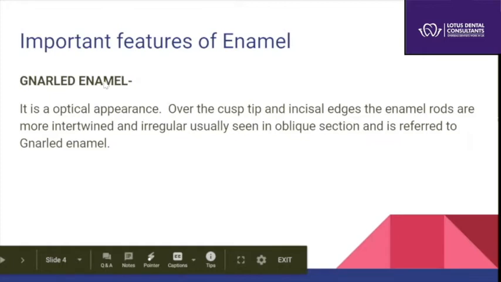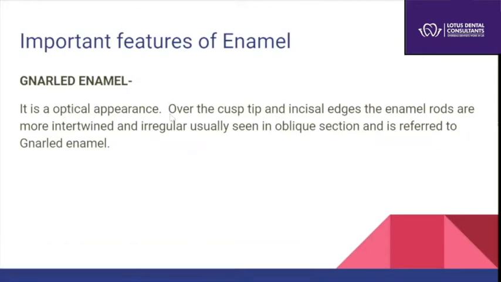So first is the gnarled enamel. It is an optical appearance. This is very important. From the cusp tip and incisal edges, the enamel is more intertwined and irregular when seen in an oblique section. The enamel rods are intertwined and irregular, so when you cut an oblique section of the enamel and see it in a ground section, you will see the irregular course of the enamel rods. That is called the gnarled enamel.